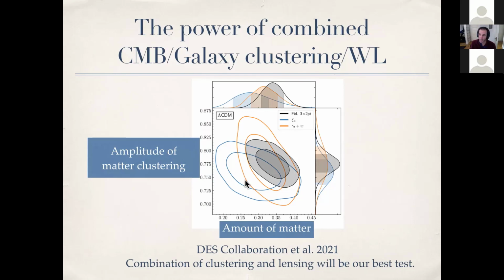And these 3 different contours are 3 different combinations of those measurements that I was talking about. So blue here is the autocorrelation of galaxy ellipticities. So that's the lensing only measurement. The orange here is the combination of the galaxy position autocorrelation and the cross correlation between galaxy positions and lensing. And the combination of all 3 of these correlation functions is what's shown in black. And you can see by combining these statistics, we get a much tighter constraint on this parameter that we care about. That's going to hopefully tell us about fundamental physics.